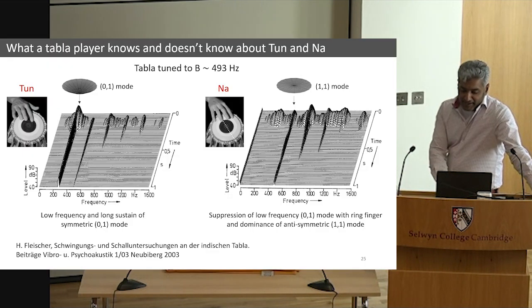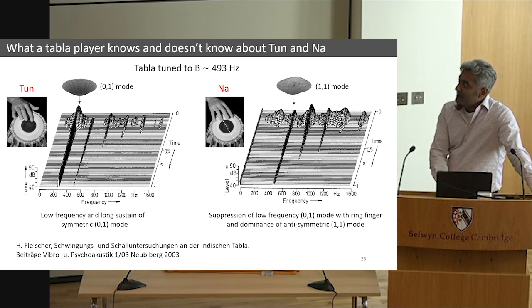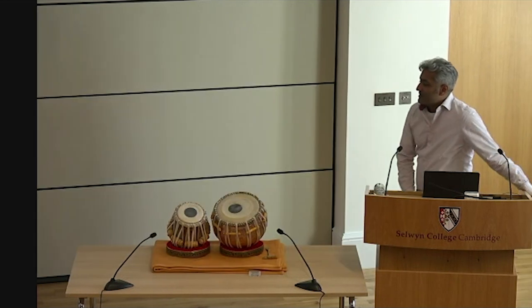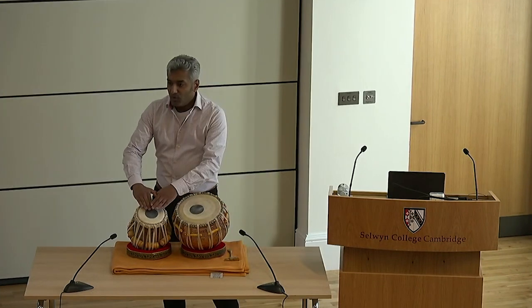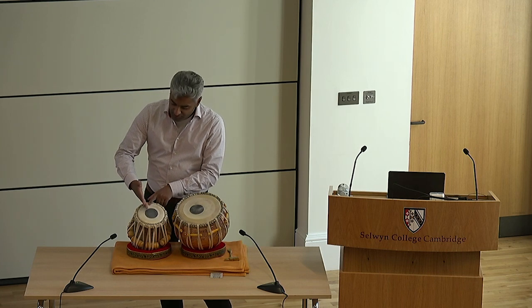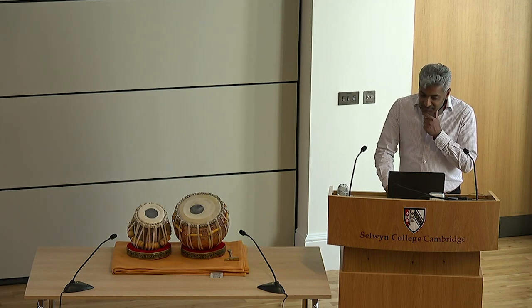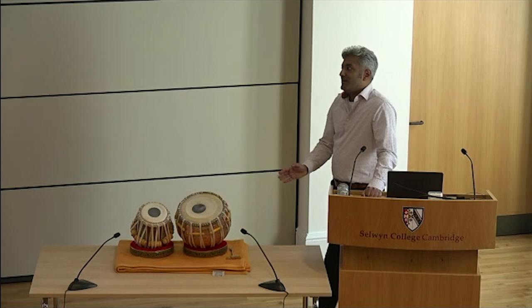Now, the reason why the sound na suppresses the fundamental mode is because of the position of the ring finger, which sits over there to initiate a nodal line across the surface. So purely by doing this, you're suppressing the mode where the entire drum head moves up and down, because your ring finger is sat over here, which initiates a line which remains stationary. Now, that's very interesting, because if you were to ask any tabla player why they play na the way they do, they wouldn't actually know. At least most of them who I've asked didn't really know.